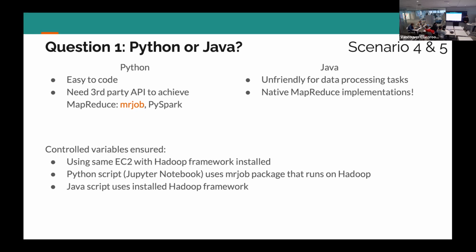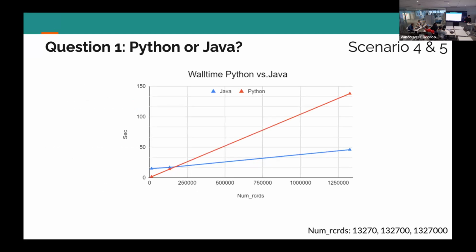So here are some controlled variables I tested under this question. The result will be from scenarios 4 and 5, and they are under 1 instance. So the wall time for Python and Java with different numbers of records are here. It's obvious that Python is faster when processing a smaller number of records, but Java will be so much faster when the amount of data is huge.